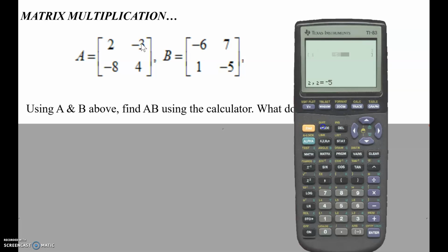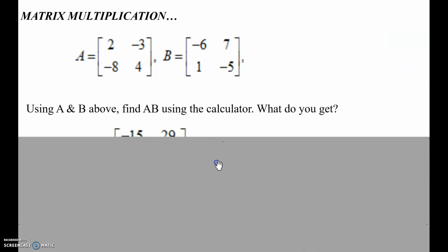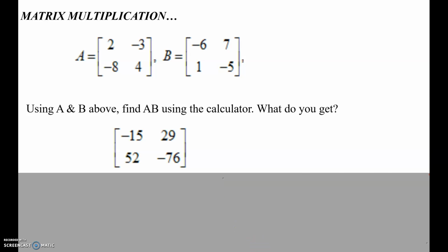Okay, so now that I've got them in there, all I have to do is go back and say, all right, let's do the multiplication. So I'll choose matrix, name, A, and I'm going to tell my calculator to multiply, and matrix, name, B, and enter. And it gives me this answer here. So let's see if that matches what I have on my paper. Yes, it does match, all right?